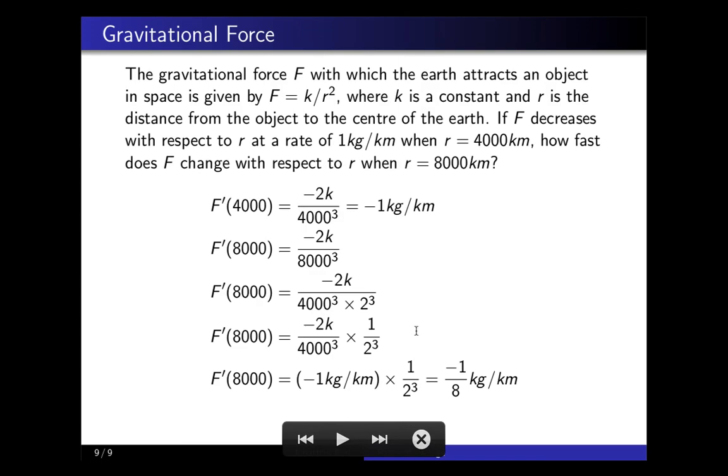We'll insert the minus 1 kilogram per kilometer in place of the minus 2k over 4,000 cubed, and that will tell us that f prime at 8,000 is minus 1/8 kilogram per kilometer. So when you're 8,000 kilometers away, the gravitational force between the two bodies is quite small, and also decreasing at a pretty small rate. Okay, so that gives us a broad enough idea of some ways in which derivatives show up in various environments.